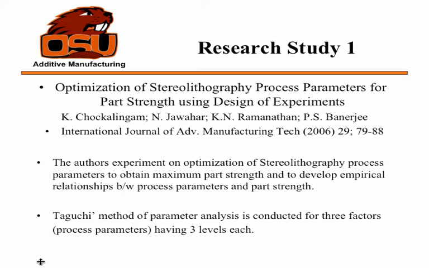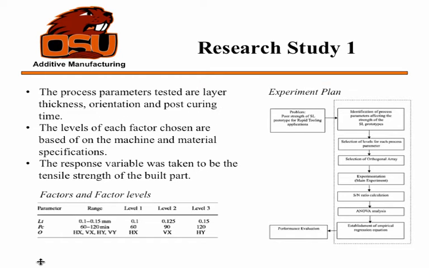Most of the papers I found were pretty much Taguchi parameter analysis. You can't say random, but they choose their parameters or factors. In this one, they try to optimize the process parameters to enhance the tensile strength of the part they manufacture. They choose three factors and three levels each, based on the machine and material. They're using the SL 250 by 50 machine, which is one of 3D Systems' earlier machines.